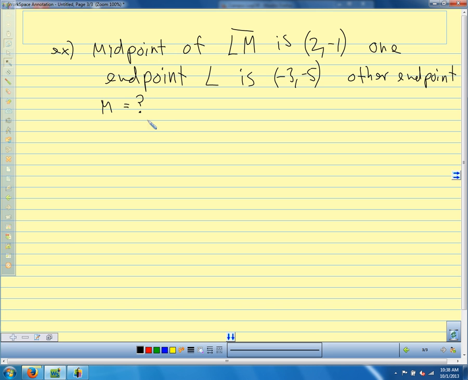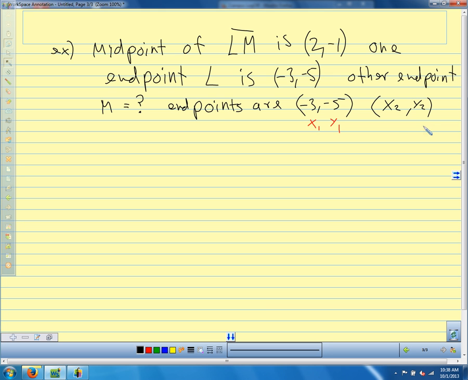We want to find out the other endpoint. So we have one endpoint of this segment, and we know the midpoint. What we've done so far is label our points. The endpoints are -3, -5, and we don't know the other one. So let's call this one x1, y1. We don't know the other one, so we're just going to call it x2, y2. We don't know what it is.